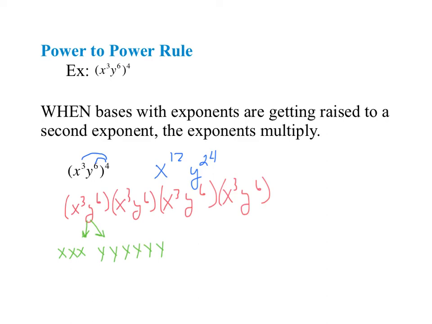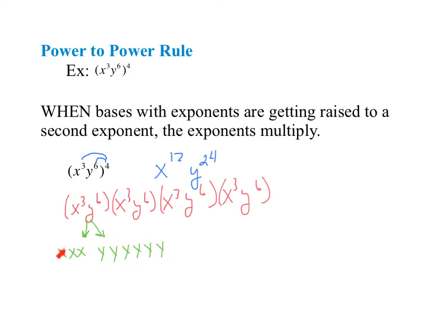Really quickly, in the expansion form of what's going on here, the 4th power out here is saying we've got 4 of these groups here. 1, 2, 3, 4 of those multiplying together. Then when you kind of break that down, each of these, you've got an x to the 3rd, which is an x times x times x. You got a y to the 6th, which is y, y, y, y, y, y.